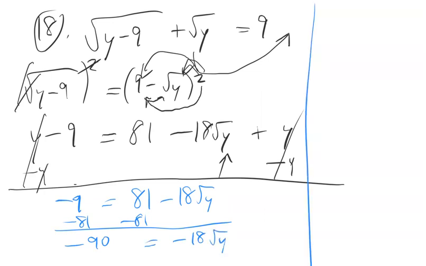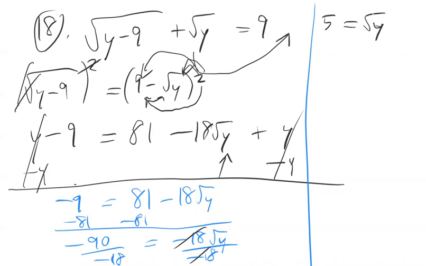So let me go up there. If I divide both sides of that equation by negative 18, and then I bring it up to the top of the right side, it'll go into it 5 times. So negative 90 divided by negative 18 is positive 5. But then this side crosses out. So you're left with 5 equals the square root of y.